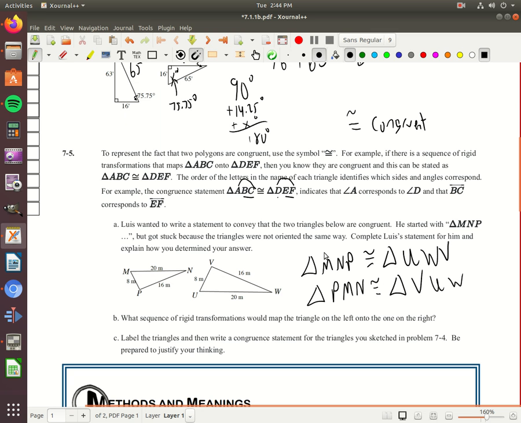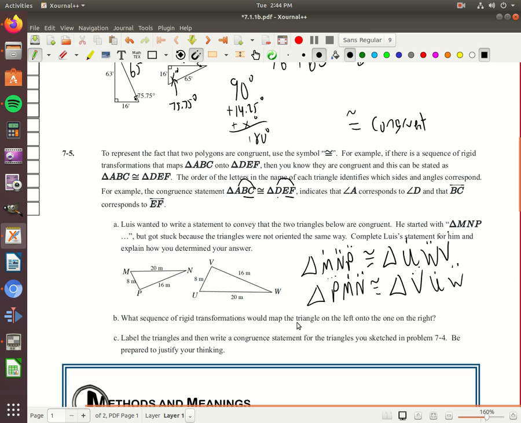But again, you'll always notice that the M and the U match up. They're in the same slot. The N and the W match up. They're in the same slot. And the P and the V have to match up as well, in the same slot. So it doesn't matter what order you choose, but the matching is important.